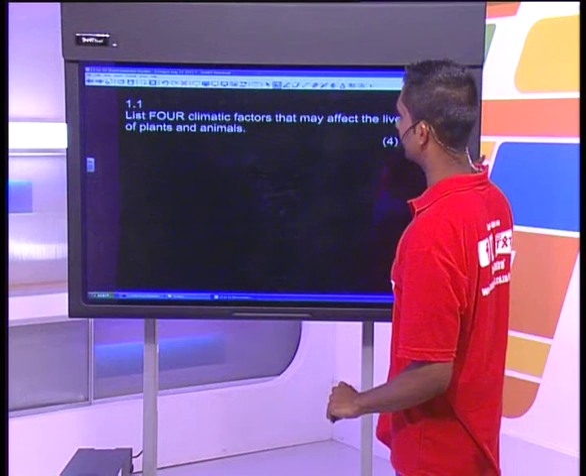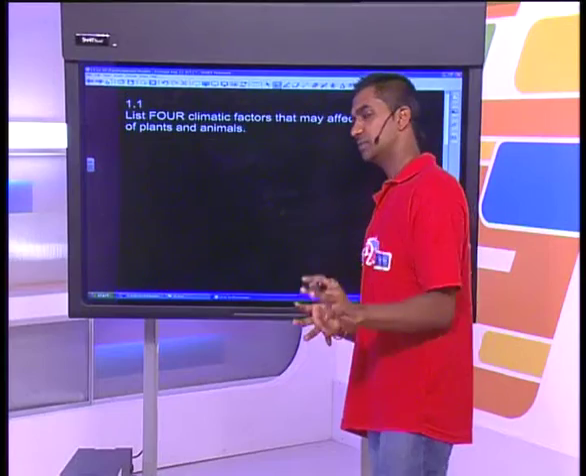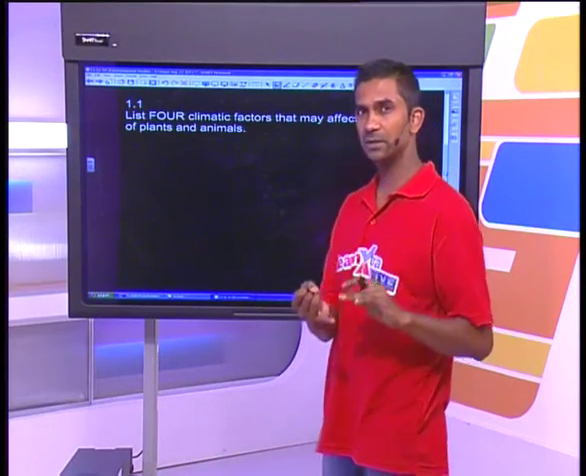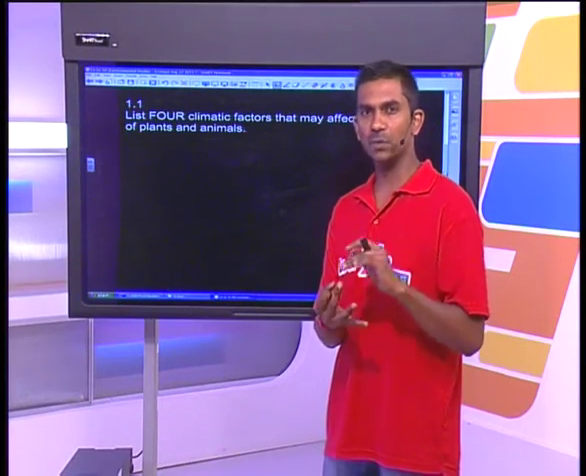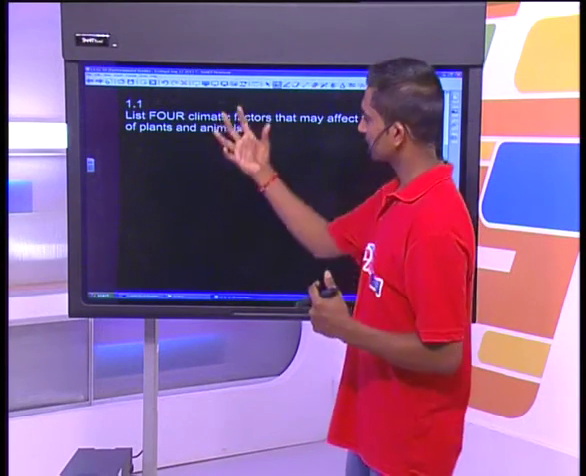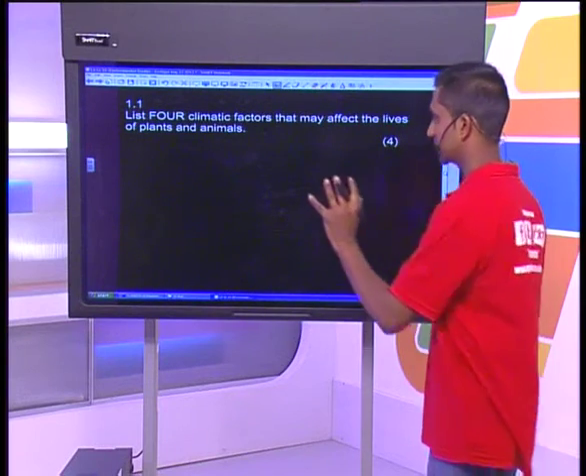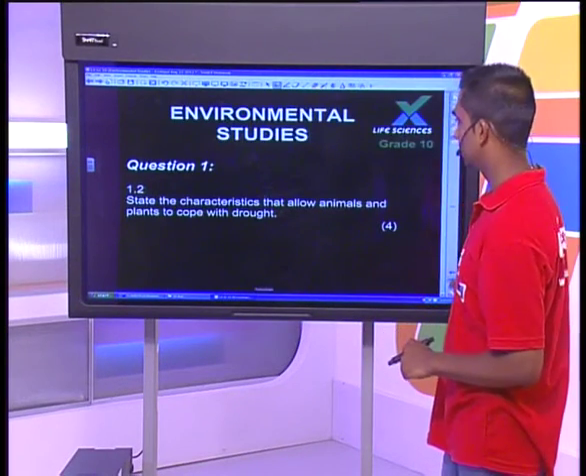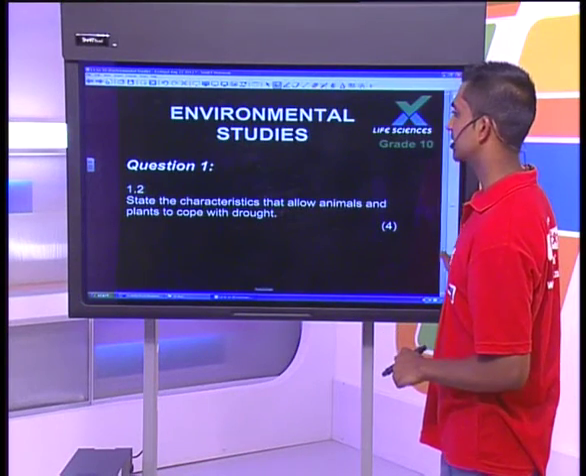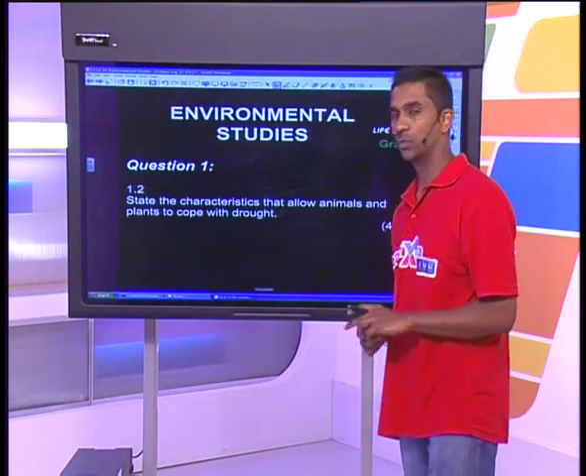Okay. So the first question: list 4 climatic factors that may affect the lives of plants and animals. So these would be the physical factors. It would be temperature, light, wind, and the pH of the soil. So these would all influence the environment in which organisms survive. So this would be a very simple question for us.